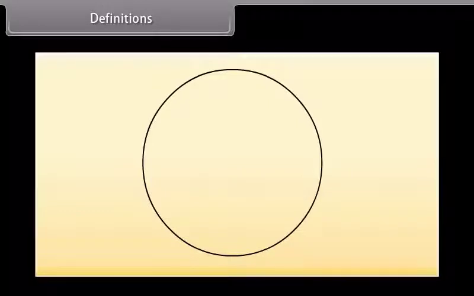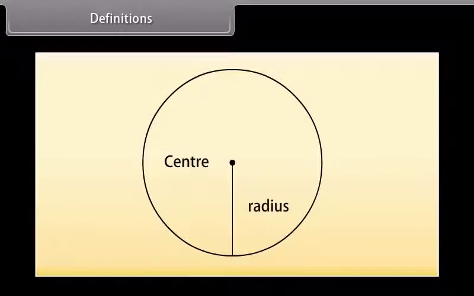Definition. Look at this circle. And now look at this dot in a circle. This is a fixed point and is called center of a circle. We can make radius with this point. Radius is the line from the center of a circle to a point on the circle. In this figure, OP is radius.